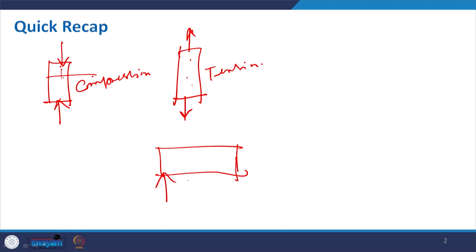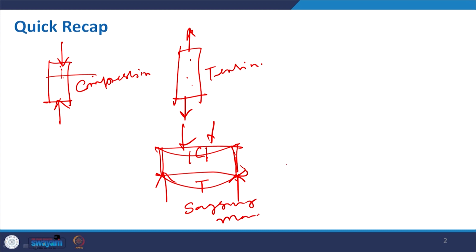On applied load, it will try to bend like this, and then the upper portion is in compression and the lower portion is in tension, for this kind of sagging moment. But it is just the reverse if we have a cantilever like this and apply load on it. It will try to bend like this, so the lower portion has compression and the upper portion will develop tension.